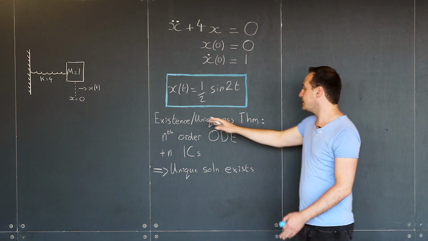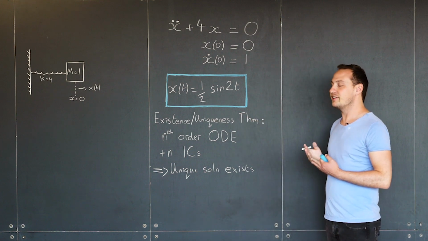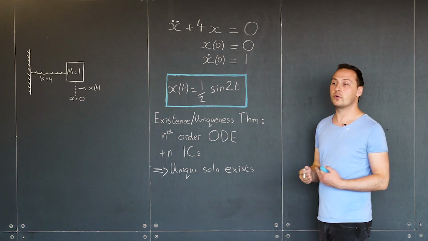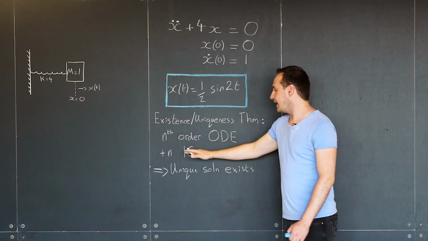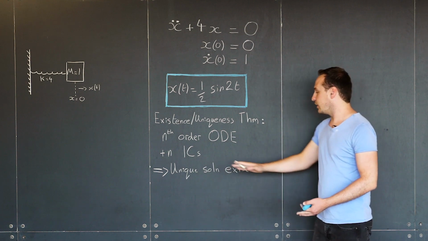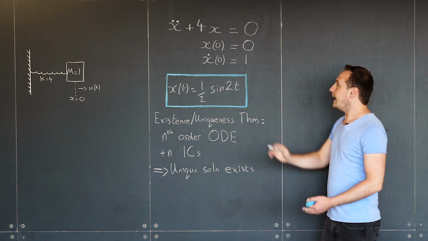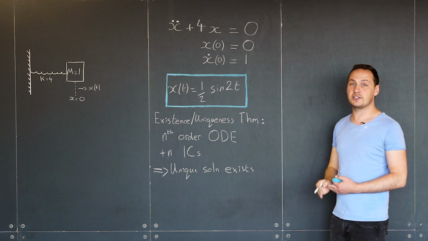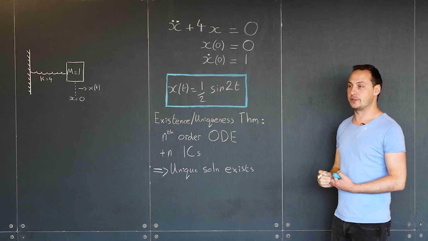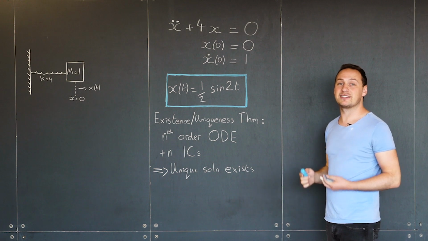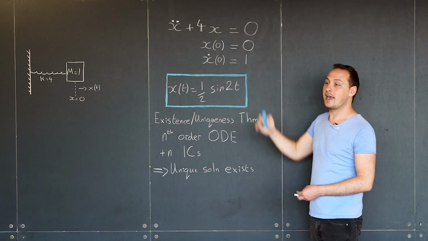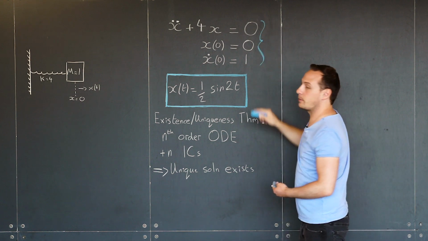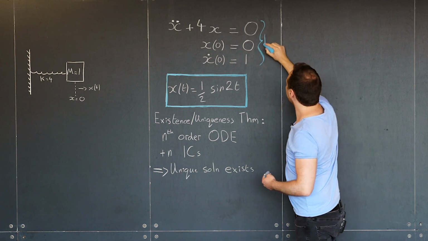Recall that we saw an existence uniqueness theorem for initial value problems. This told us that if we had an nth order linear ordinary differential equation and n initial conditions, then we were guaranteed to find that a unique solution would always exist. In this case, we have a second-order differential equation, and since we provided 2 initial conditions, we were guaranteed to have a unique solution. This type of problem is known as an initial value problem because we supply conditions at the beginning of our experiment, i.e. at time t equals 0. Initial value problems are often called IVPs for short.